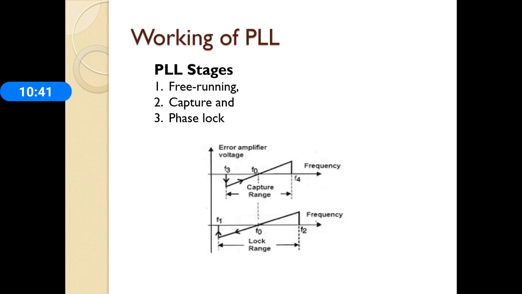Then the working of this PLL. The PLL works in three stages, that is the free running, capture and phase lock. The free running stage refers to the stage when there is no input voltage applied. In the capture stage, as soon as the input frequency is applied, the VCO, that is the voltage controlled oscillator, starts to change and begins producing an output frequency. For comparison, this stage is called the capture range. The frequency comparison stops as soon as the output frequency is adjusted to become equal to the input frequency. This stage is called the phase lock stage.